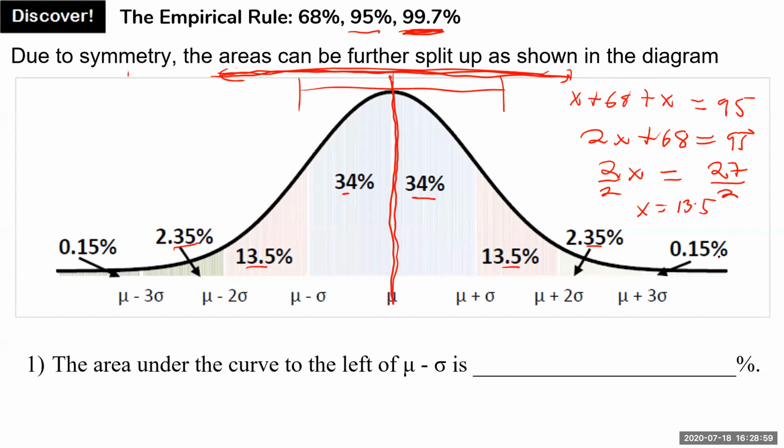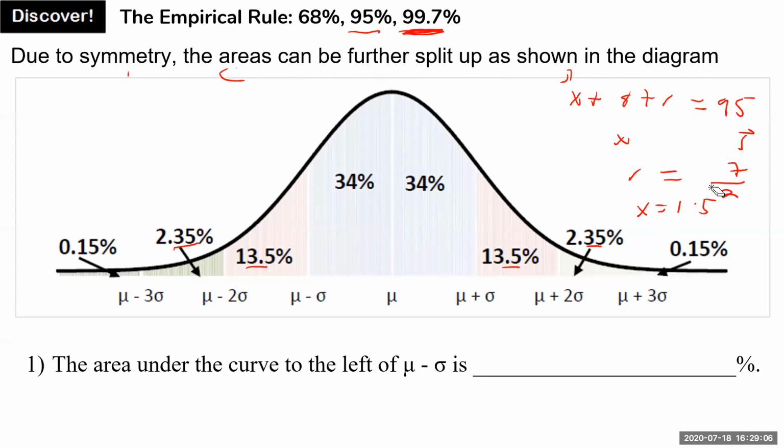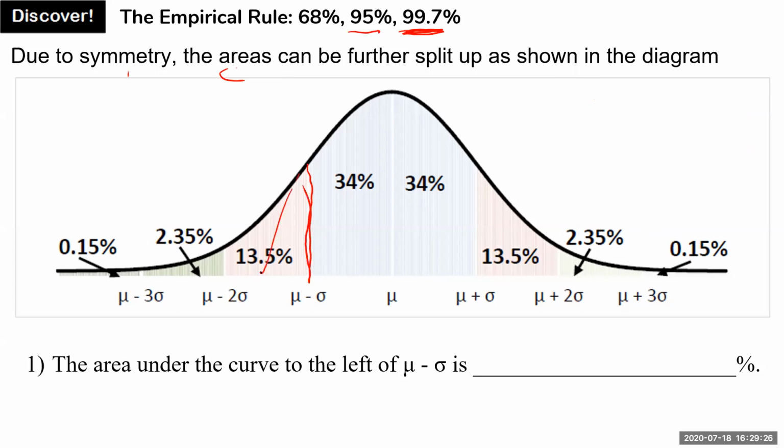Okay, nice. So let's go further and see how we can get through with this. Now that we know how these percentages came about, now let's answer the following questions under this diagram. The area under the curve to the left of mu minus sigma. So the area under the curve to the left of what? Mu minus sigma. That means we have to put all the percentages here together to the left of that.